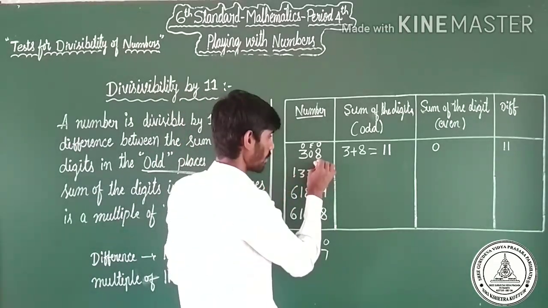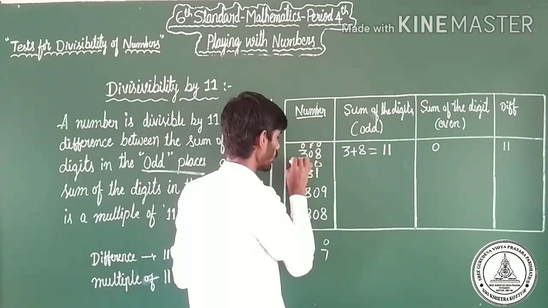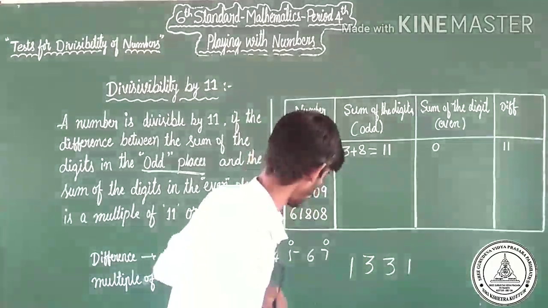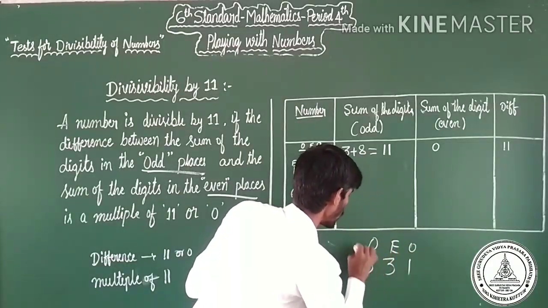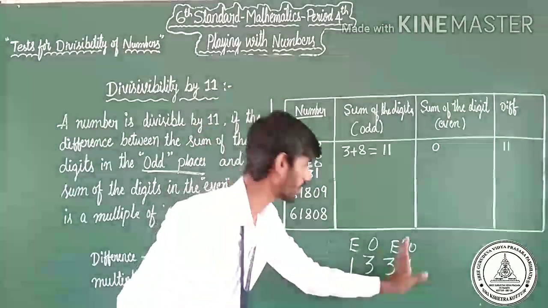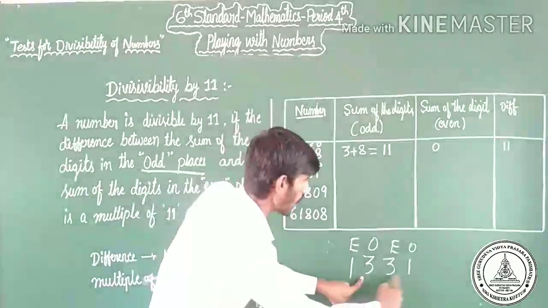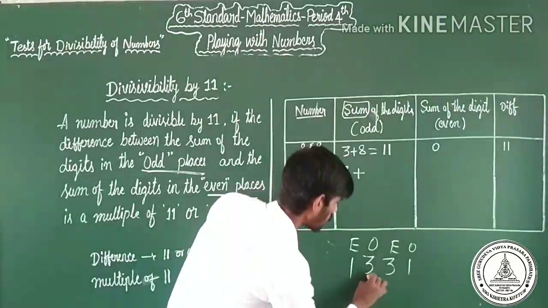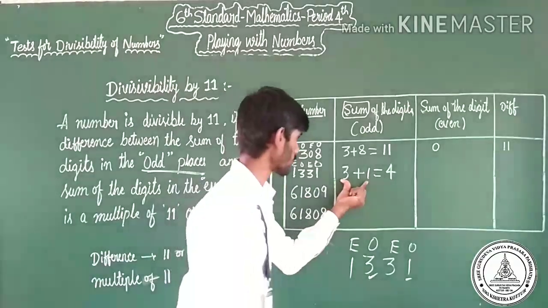1331. Observe here, you consider odd places from the right side. Odd, even, like this. This is the odd place, next even place, odd place, even place. Whether it is an odd or even number, don't consider that, just consider it as a place. Which are the odd places here? 3 and 1. What we need to do? Sum. 3 plus 1 is equal to 4.